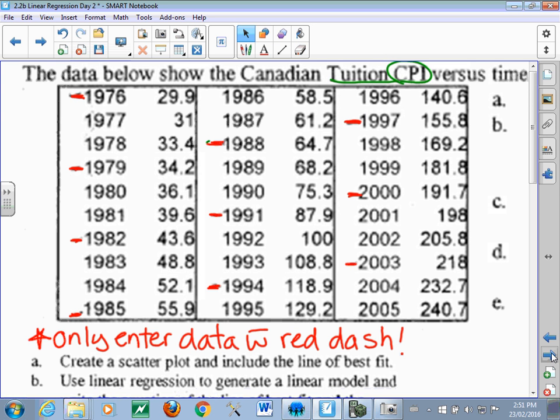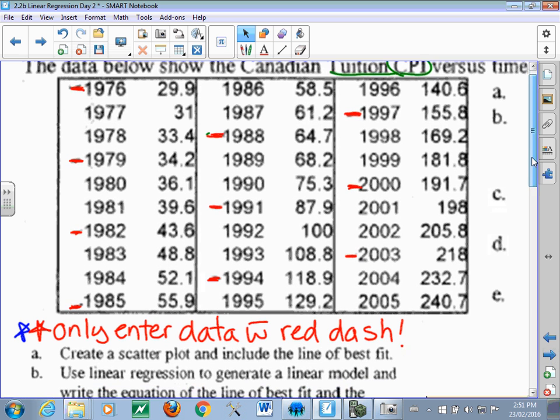So the data below shows the Canadian tuition, and they did this on a consumer price index. And you can Google what CPI is. I think it's a basket of goods and daily services that we use on a regular basis, and we're comparing it over time. Okay, so instead of doing every data point, folks, I thought it'd be easier to only enter the red dashes in your graphing calculator. So you're going to do time in L1 and your CPI or your tuition index in L2. Okay, and we're just going to do just the red dashed ones.